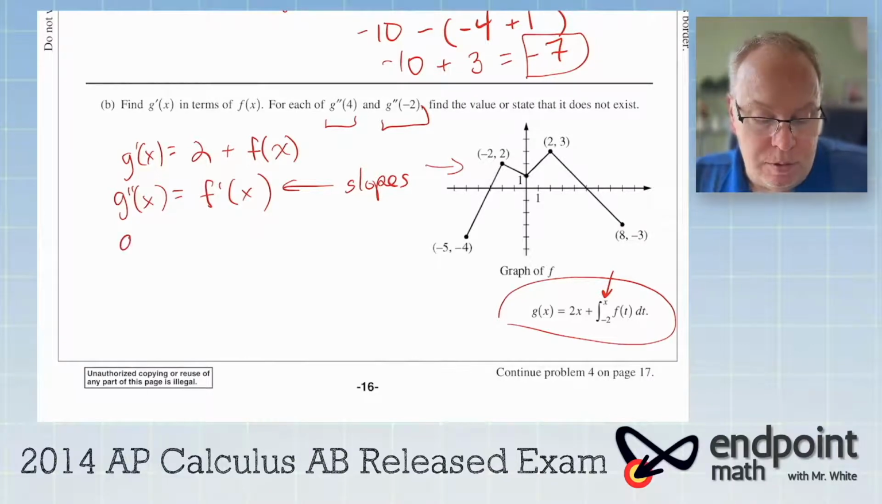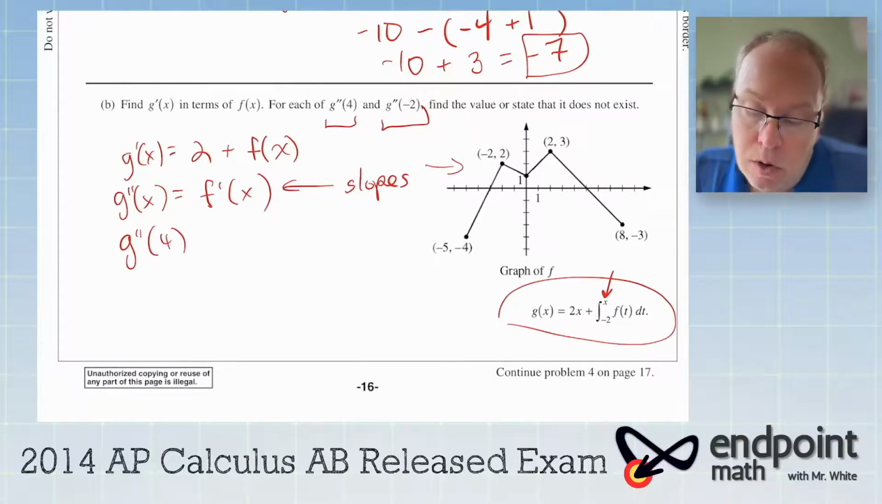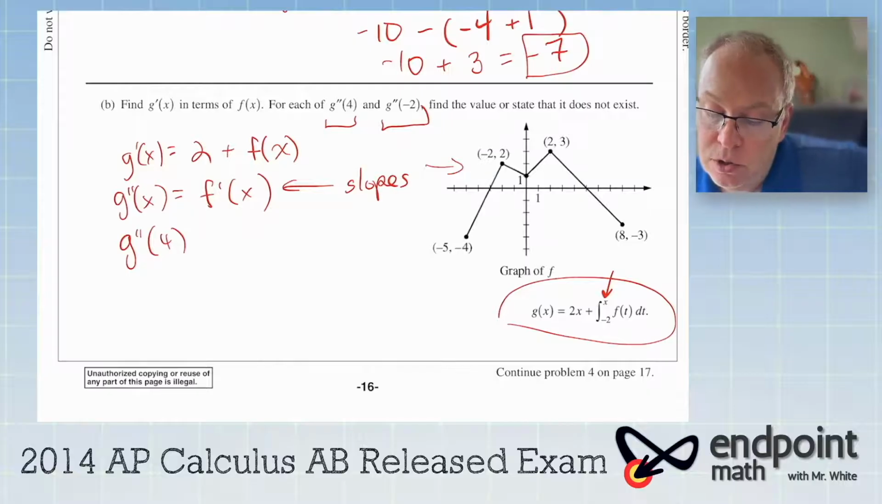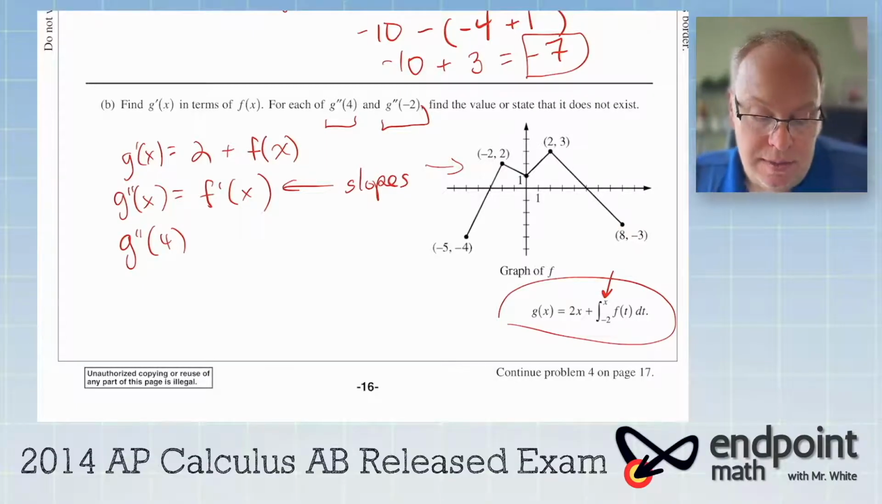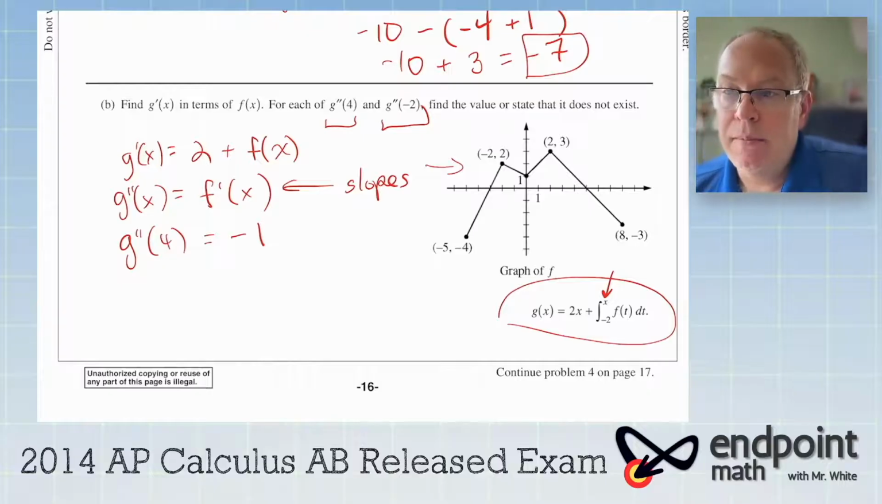So for example, g double prime at, the first one is what, 4? Yeah, so we go to 4. 1, 2, 3, 4 right here. And we figure out this is going down 6 and over 6. Ooh, that sounds like negative 1. So g double prime of 4 is negative 1.